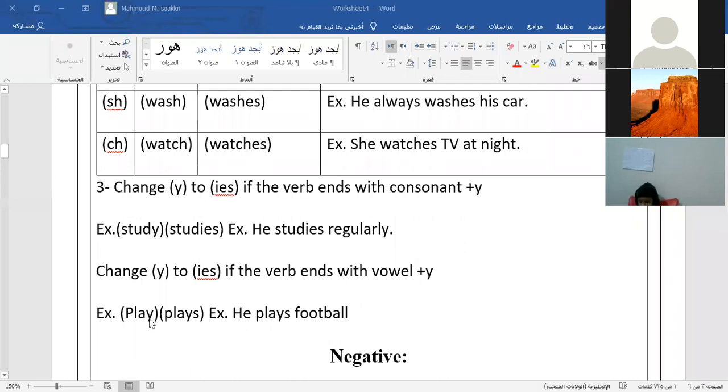Now look at this example. Look at the letter Y here in the word play. Can you see it? What comes before Y? Is it vowel or consonant? A is consonant or vowel? Vowel. Okay, if there's a vowel before Y, we add only S. Look, he plays football. We didn't put IES, we add only S.